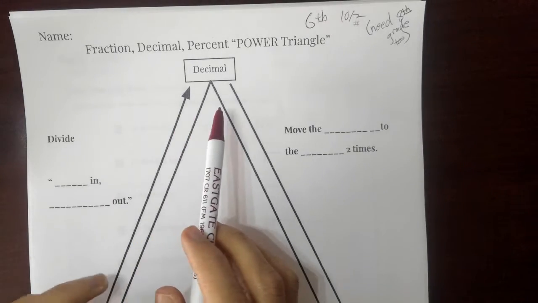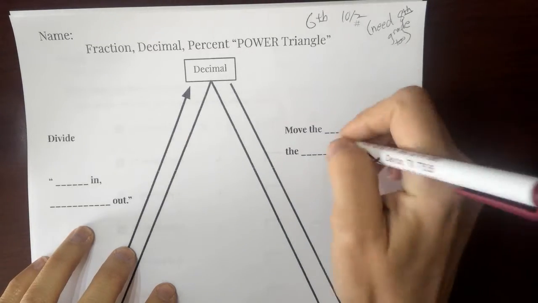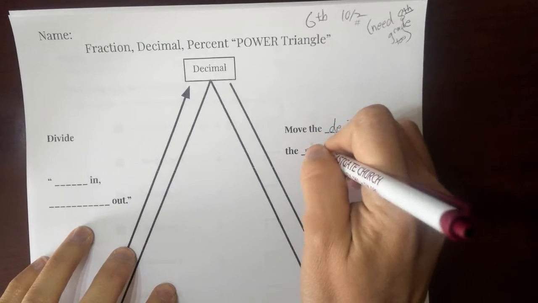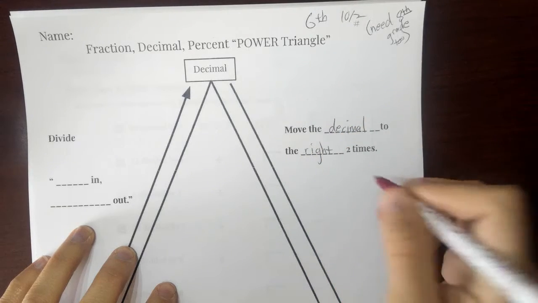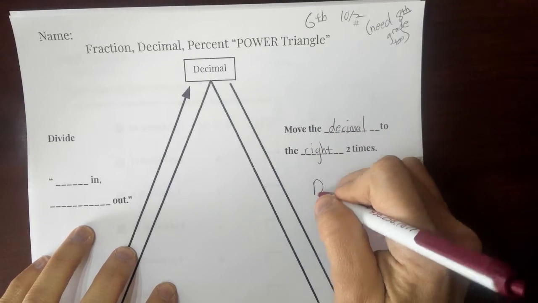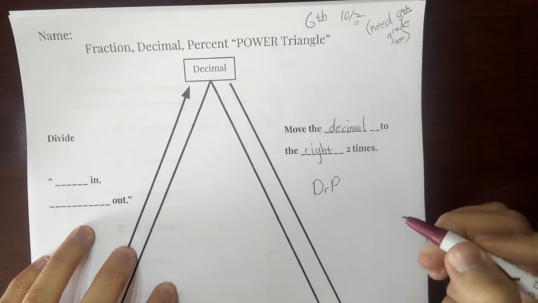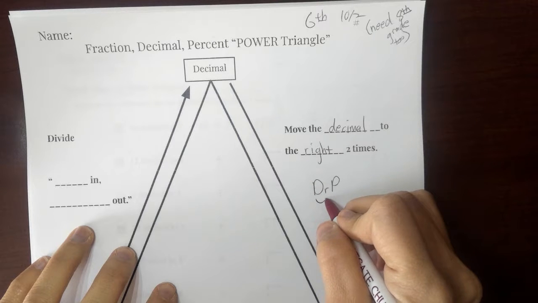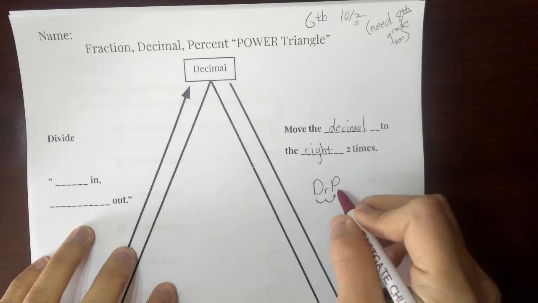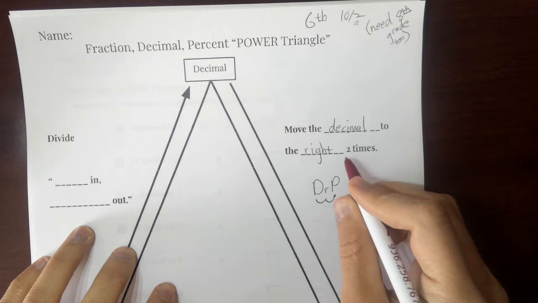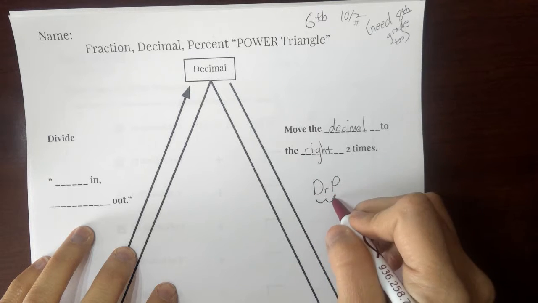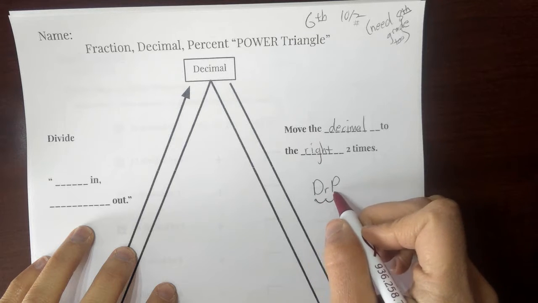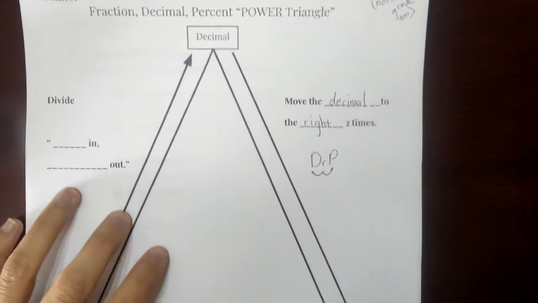From a decimal, you're going to move the decimal to the right 2 times. And something that I learned from someone else is if you think Dr. Pepper, that'll always tell you what you need to do. So if you want to get from a decimal to a percent, move to the right 2 places, right? Decimal to percent, 2 places to the right. If you want to go from a percent to a decimal, then you do the opposite. You go 2 to the left. So if you can remember Dr. Pepper, that'll always tell you which way you need to go.